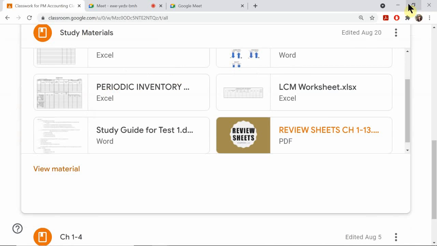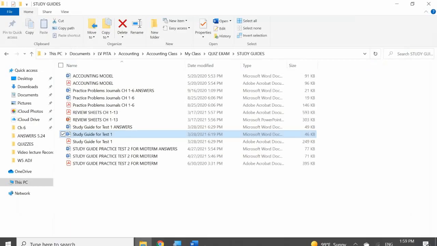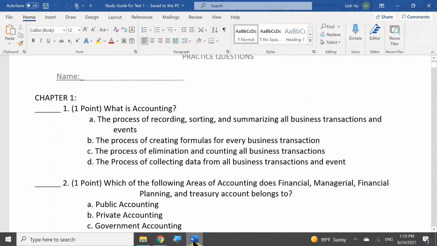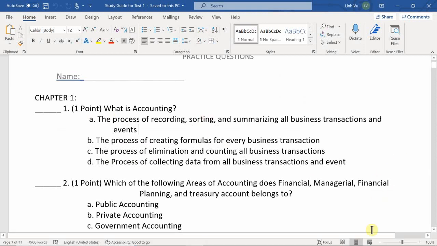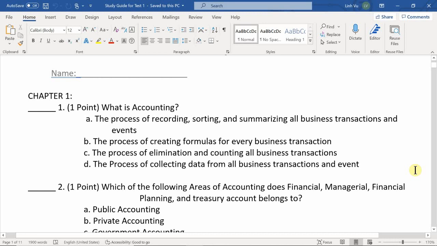So let's go ahead and dive right into the study guide here. If you need to have those review sheets readily available so you're able to help answer the questions, do so. All right, so number 1, what is accounting?